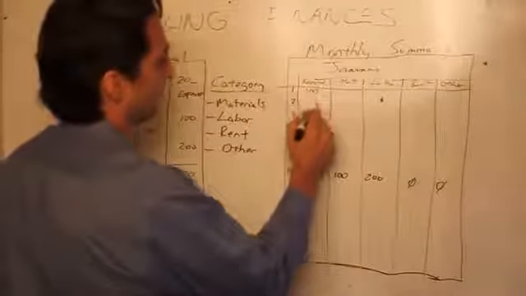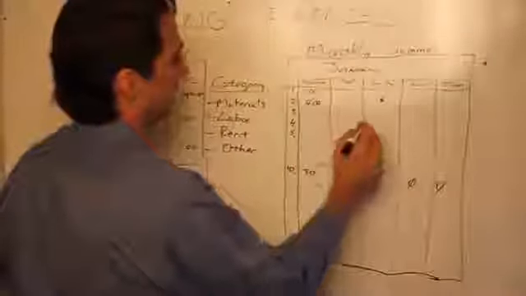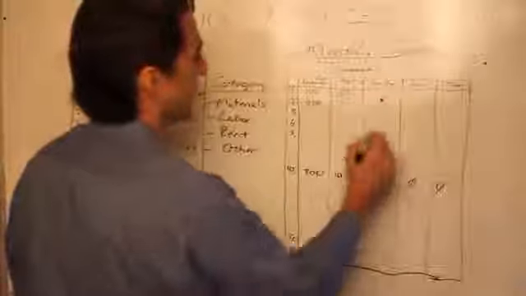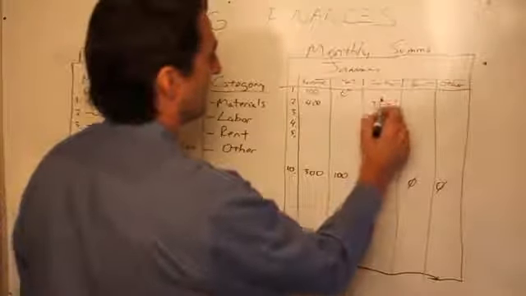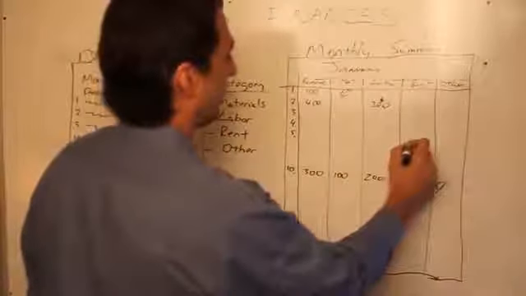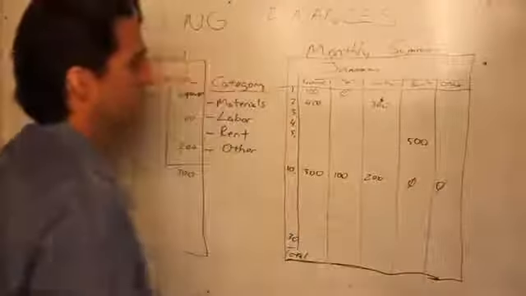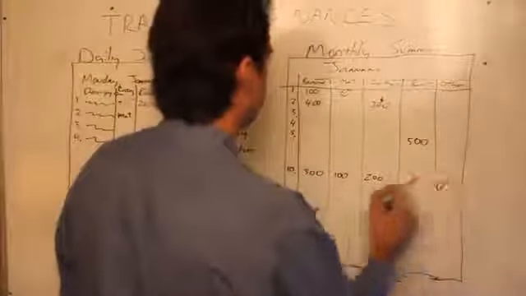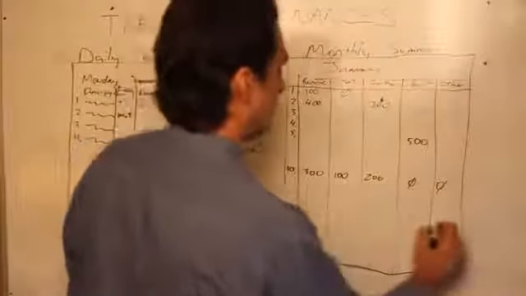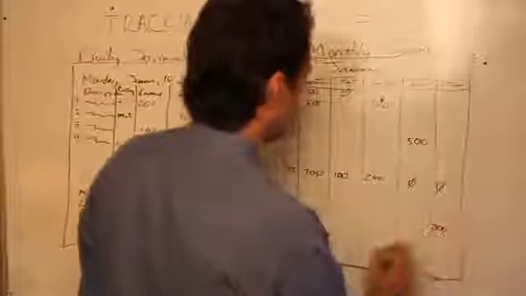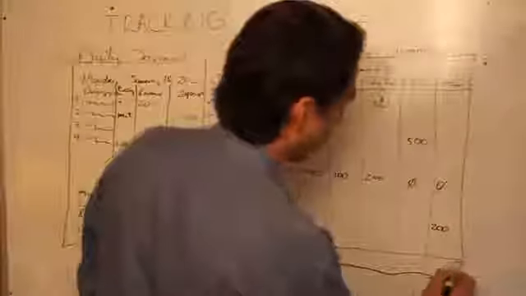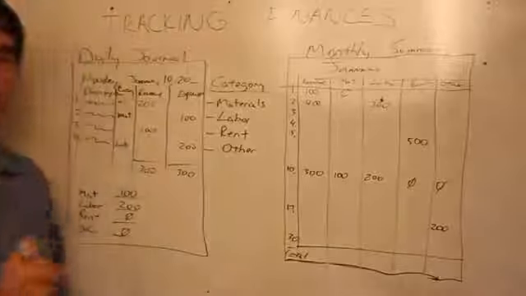I had 100 in revenue here. I had 400, big day here. No material here. Had a lot of labor here. Finally on the 5th, I had to pay rent for 500. I had this other expense on the 17th. I had this other expense of 200. And then I total it all up at the bottom. So then I can look at my whole month.